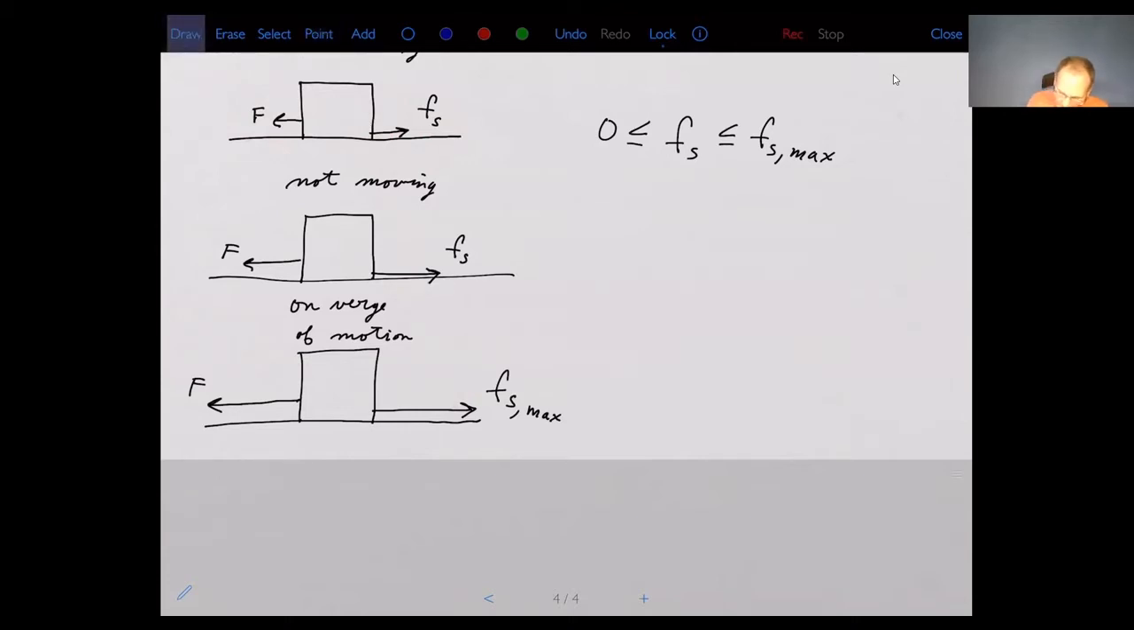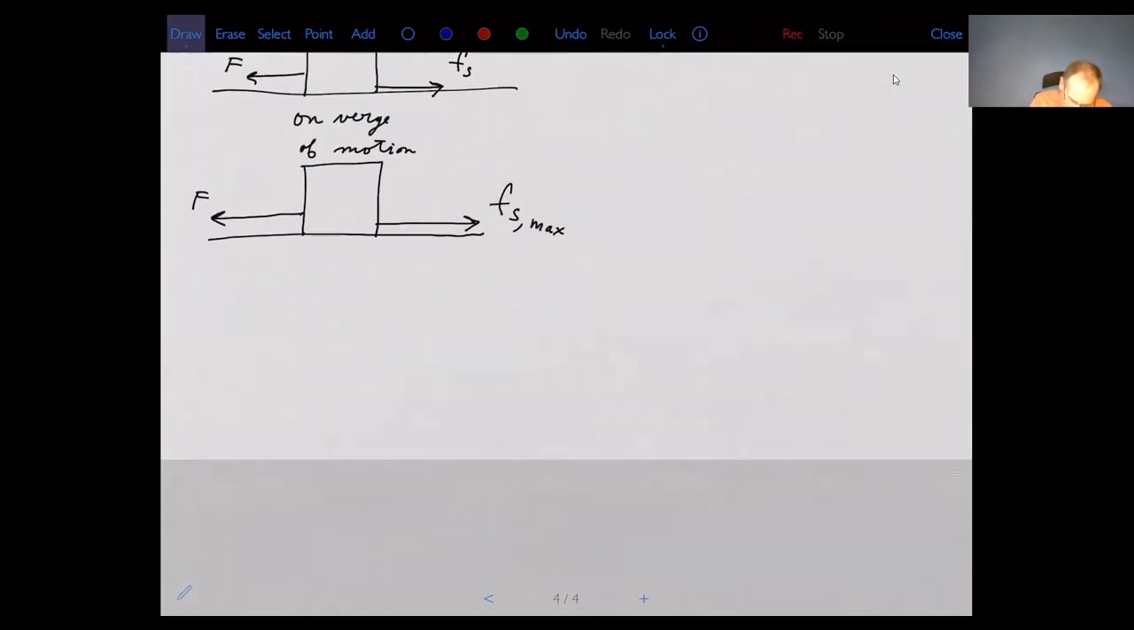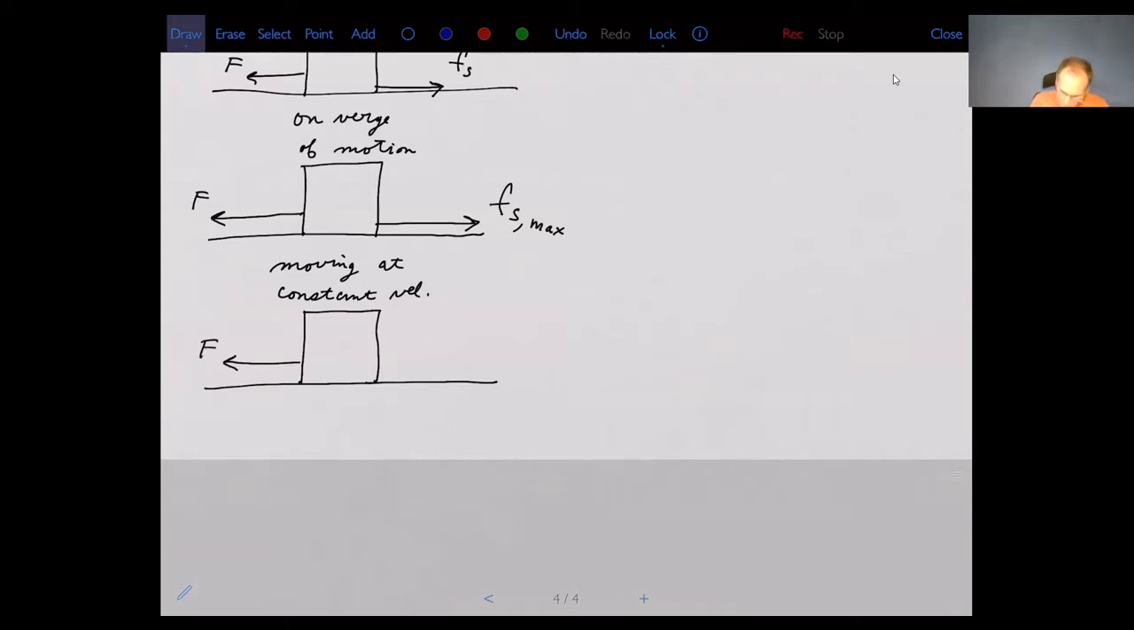And then the other situation is if I'm pulling on the cart, let's say it's moving now, but I'm going to do a special case. Let's say it's moving at a constant velocity. So if I pull it with some force F and it's moving with a constant velocity, well, again, if it's constant velocity, that means there's no acceleration. So the net force has to be zero.